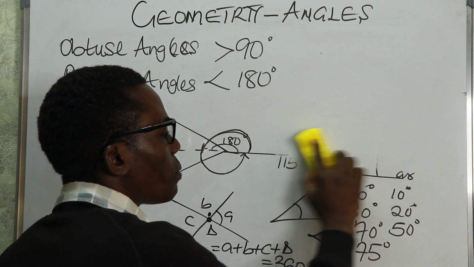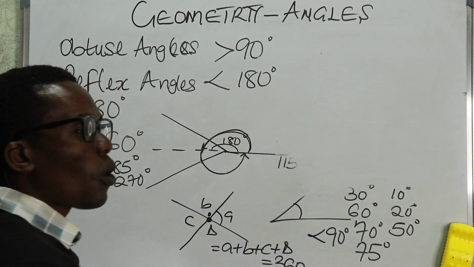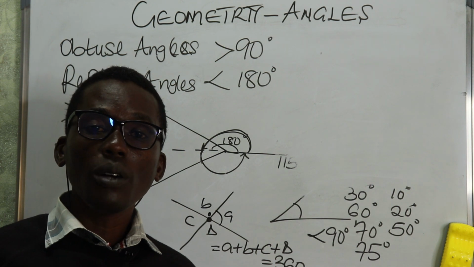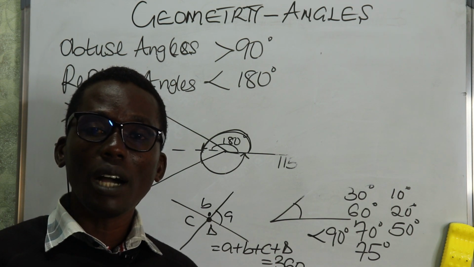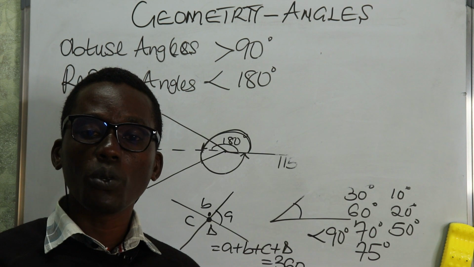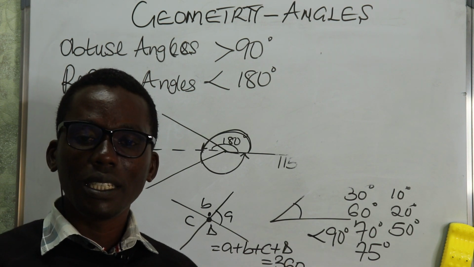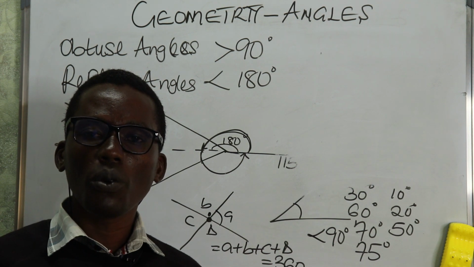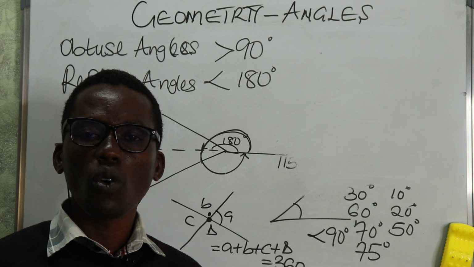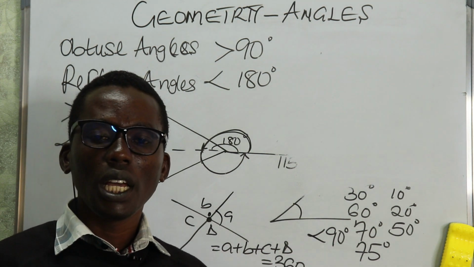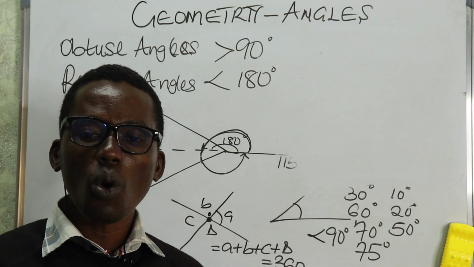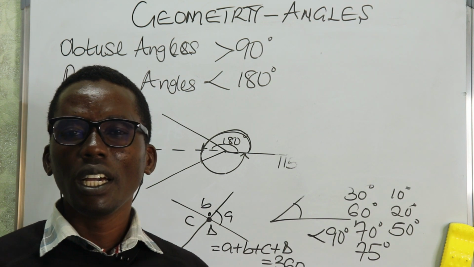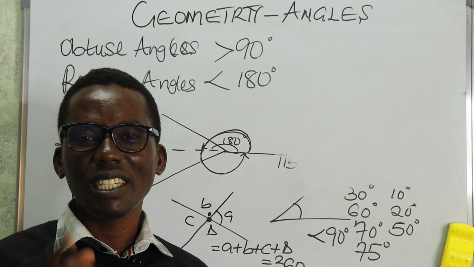Now, there is also a special type of angle we call complementary angles. What are complementary angles? Angles that are complementary are angles that can sum up to give what? 90 degrees. When two or more angles can sum up to give you 90 degrees, they are called what? Complementary angles. And when two or more angles can add up to give 180 degrees, they are called supplementary angles.